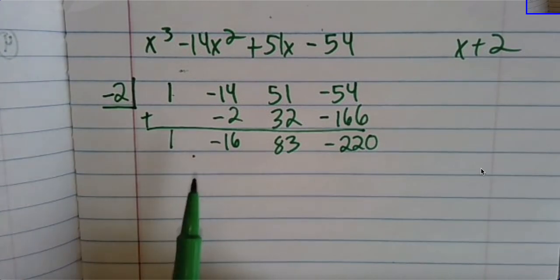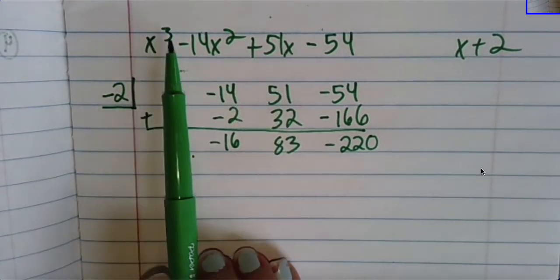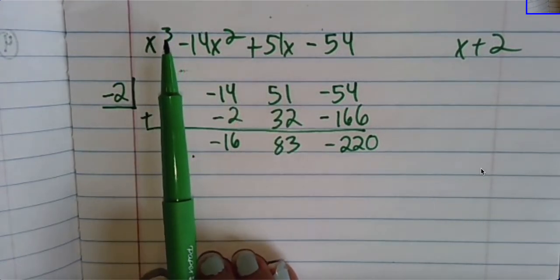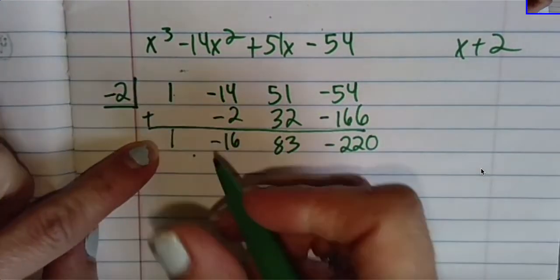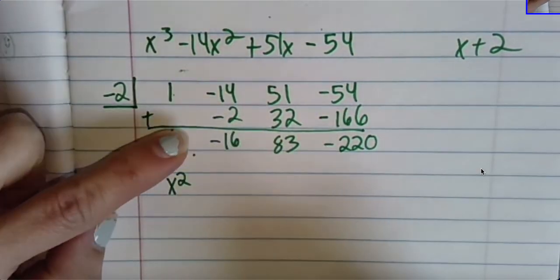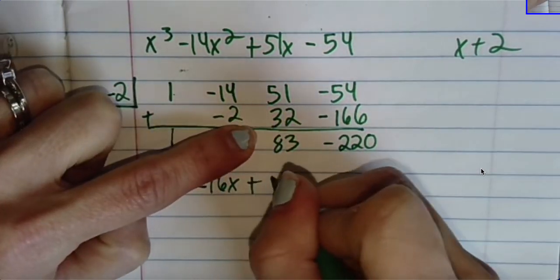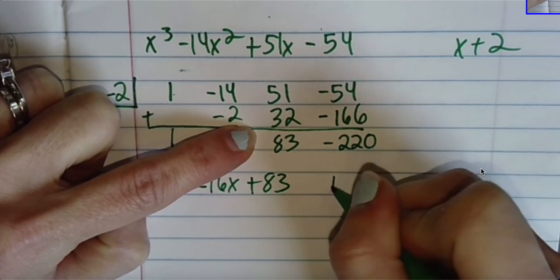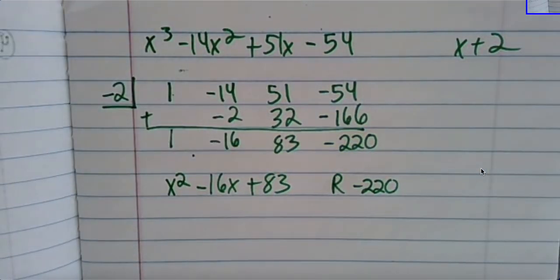We're about to write down our answer, but wait. Every time we divided, we always ended up with our exponent being 1 under. So I'm going to start with my x squared. It is 1x squared minus 16x plus 83, with a remainder of negative 220. That's my answer. That's definitely way easier.